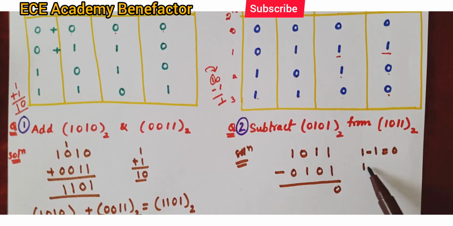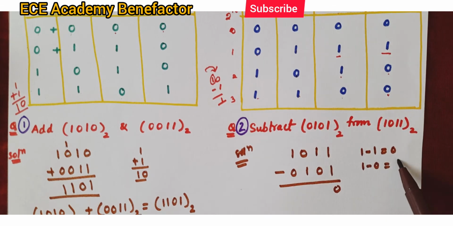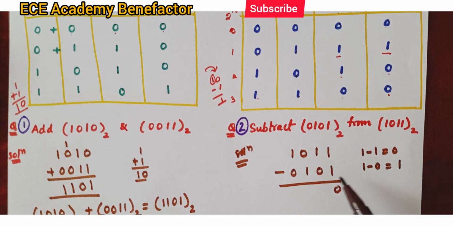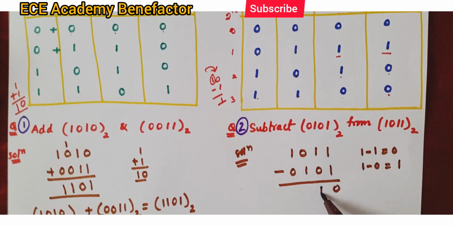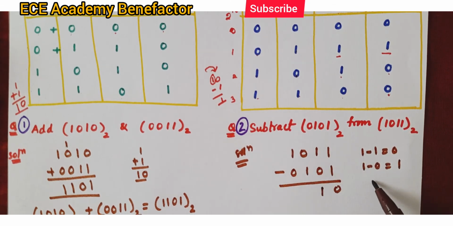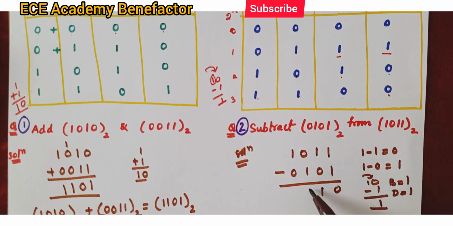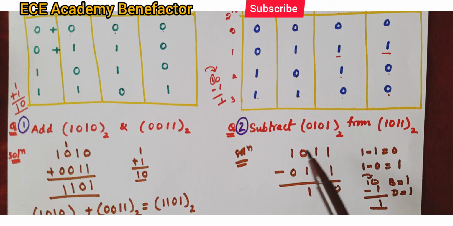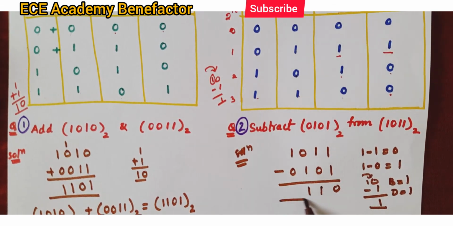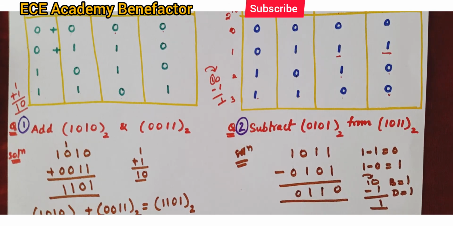1 minus 0, difference is 1, borrow is 0. 1 minus 0 is 1. 0 minus 1: you have to borrow 1, so it will become 2. 2 minus 1, difference is 1. So for 0 minus 1, borrow is 1, difference is 1. As you have borrowed it here, it becomes 0. So you are left with 0 minus 0 is 0.